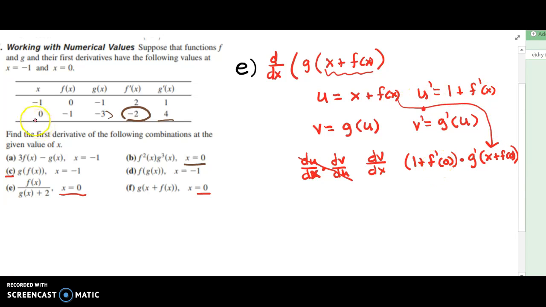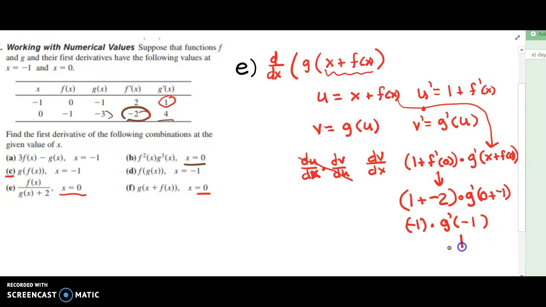So f prime at 0, according to our table, is back to negative 2, plus 1. And I'm going to multiply that times the derivative of 0 plus f of 0, and f of 0 is negative 1. So I really want negative 1 times the derivative of g at negative 1, according to our table. The derivative of g at negative 1 is 1. So negative 1 times 1 is negative 1.